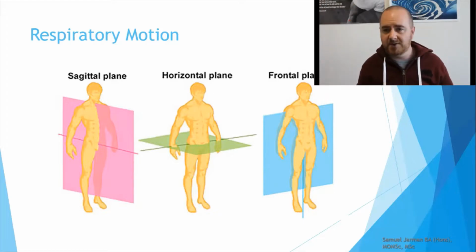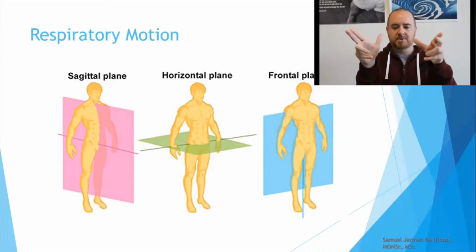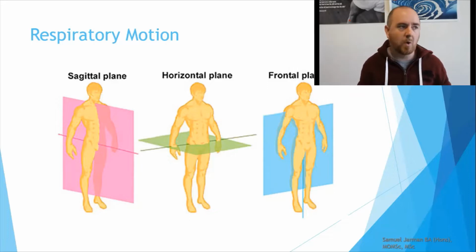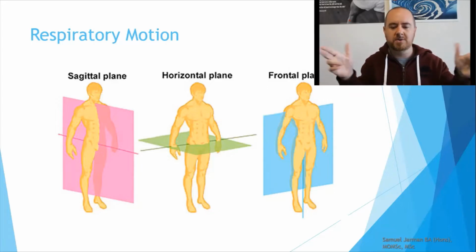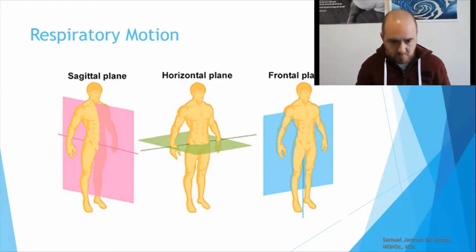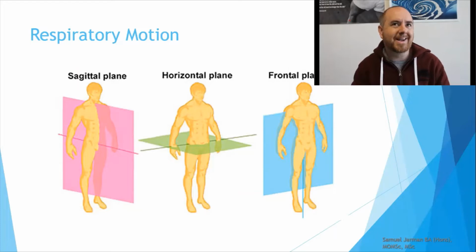Then you have ribs 11 and 12, which are considered caliper motion, right? So I'll get my hands in here. It's kind of caliper motion. So that would more or less be rotation or movement in the horizontal plane, or the transverse plane, about the vertical axis.